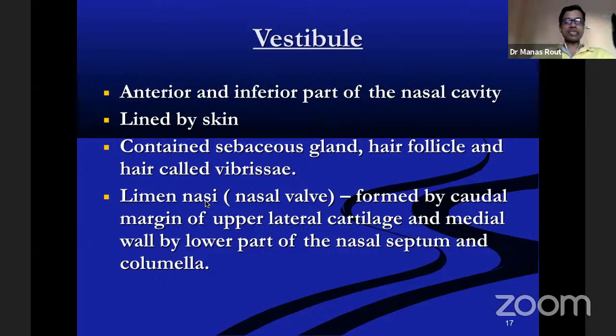Now coming to the limen nasi, one of the important structures. Otherwise it is called the nasal valve. It is formed by the caudal margin of the upper lateral cartilage, and the medial wall of the lower part of the nasal septum and columella. So columella, lower part of the nasal septum, and the caudal margin of the upper lateral cartilage. It is a circle-like structure, so it is called the nasal valve or limen nasi.